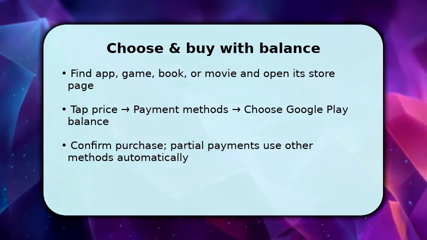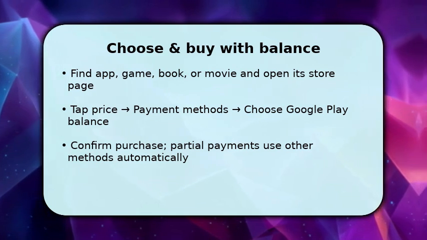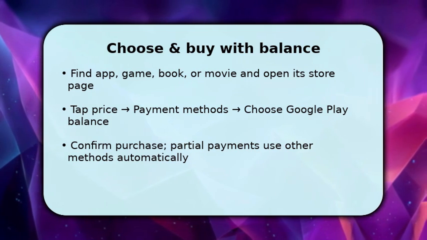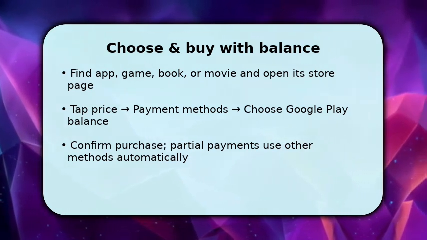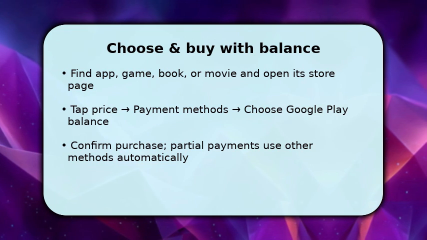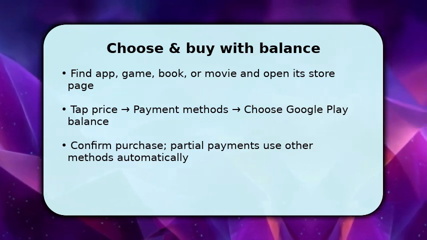Tap the Price or Get button to start checkout, then tap Payment Methods and select Google Play Balance as your primary method. If the balance doesn't fully cover the purchase, Play will prompt you to add another payment method to cover the remainder. Make sure to confirm the total before finalizing.